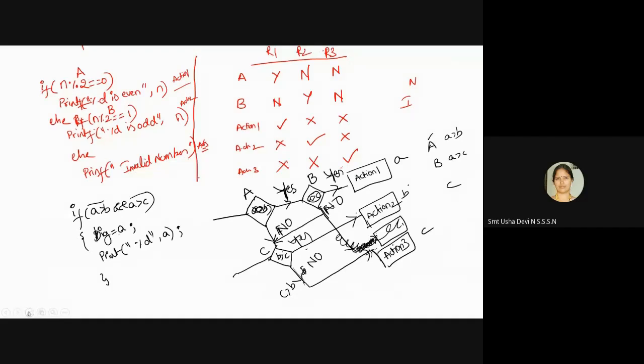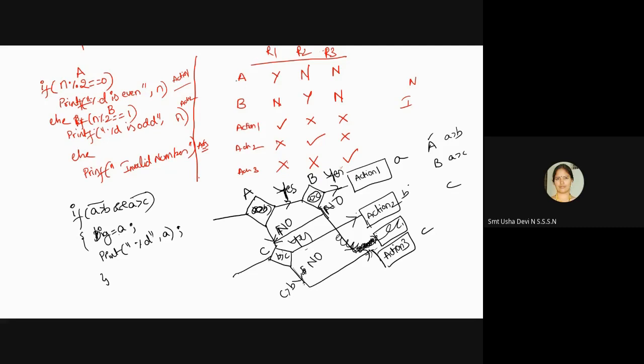Conditions: n mod 2 is equal to 0, n mod 2 equal to 1. Okay, these are the two different conditions. And how many actions are there? 3 actions. We need to write the conditions like A and B, and actions: action 1, action 2, action 3. So we need to form the rules now. How to form these rules?